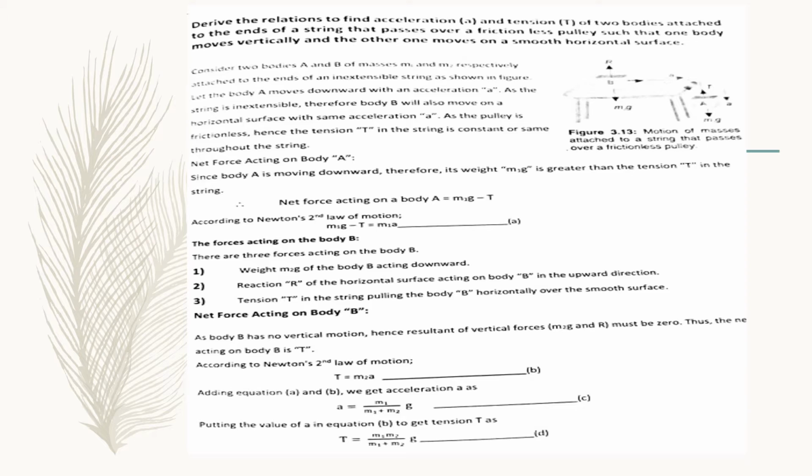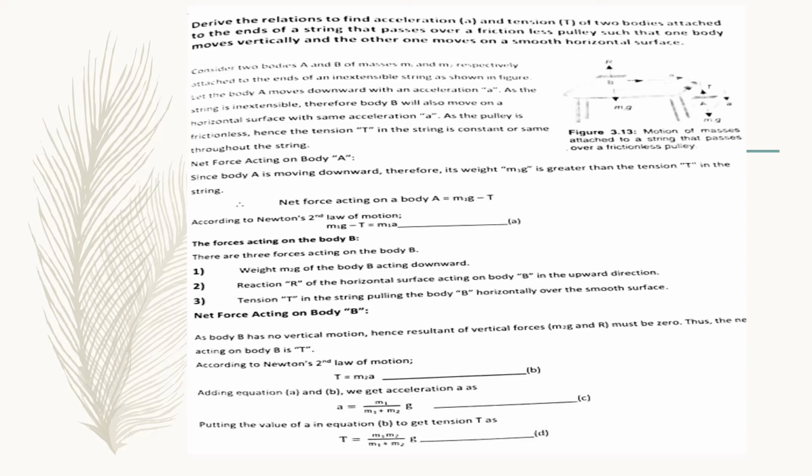Net force acting on body A. Since body A is moving downward, therefore its weight m1g is greater than the tension in the string. Net force acting on body A is equal to m1g minus T. Why do we subtract tension from weight? Because weight of the block A is greater than the tension force. According to Newton's second law of motion, m1g minus T is equal to m1a.